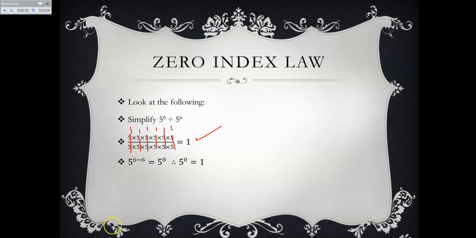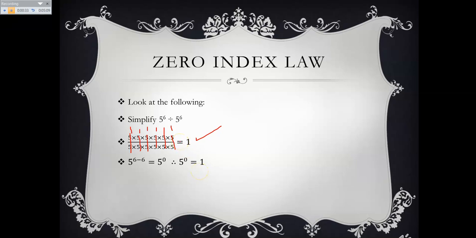So the division law says that we simply keep the base and subtract the powers. So then when we do that, we end up with 5 to the 6th minus 6 power. 6 minus 6, 0. So we end up with 5 to the 0 power. And none of these are incorrect. So then, therefore, that means 5 to the 0 power is equal to 1.